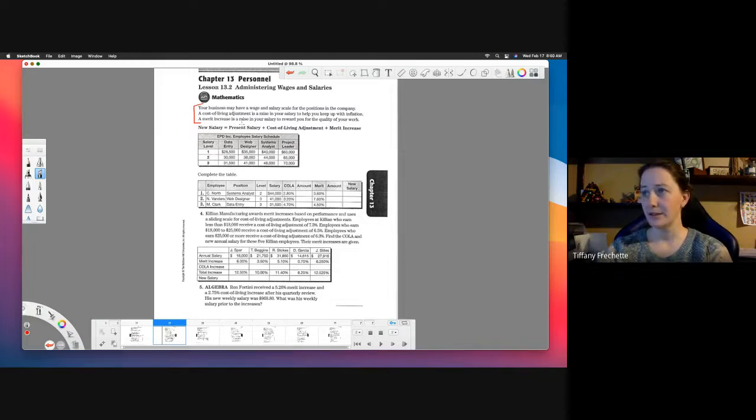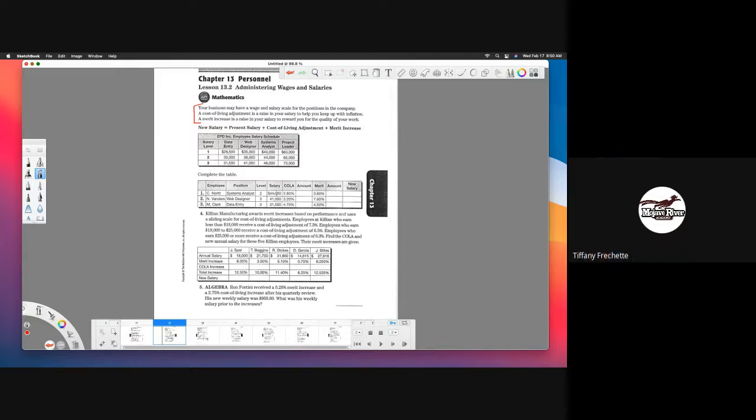A merit increase is a raise in your salary to reward you for the quality of your work. So it's kind of like a bonus. A merit increase is another way to say that. All right, so new salary.